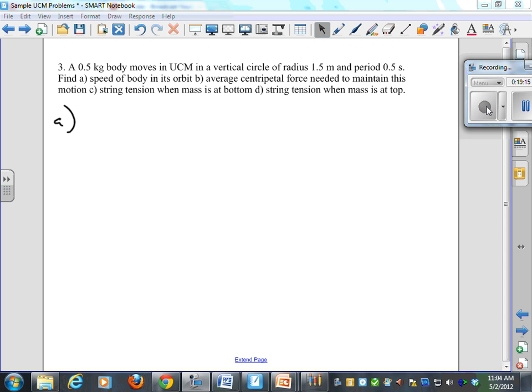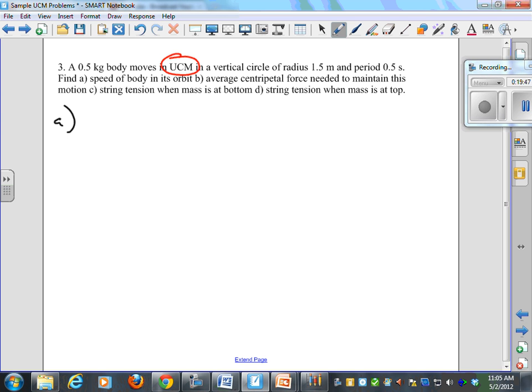A 0.5 kilogram body moves in uniform circular motion. Now it says UCM. Is that really true? It's not really true, but it just means that we're going to assume that the V in the formulas is going to be an average. The formulas remain the same. The only thing is the V is the average between the min and the max.